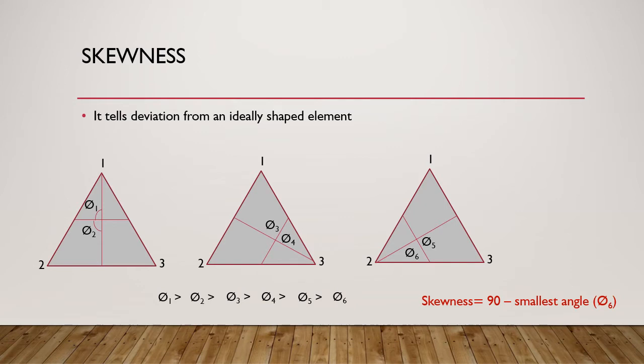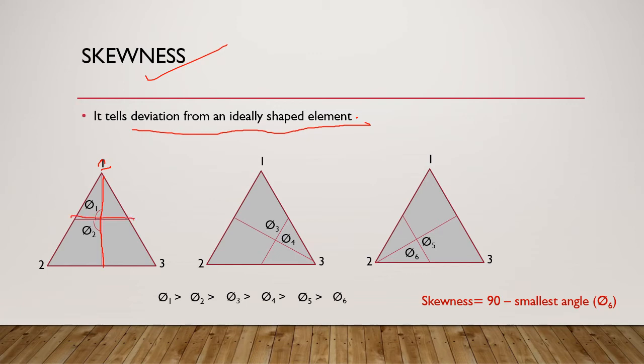The next quality check is skewness. Skewness tells you the deviation from the ideally shaped element. For a triangle, the ideally shaped element is an equilateral triangle, and the other deviations could be a scalene triangle or an isosceles triangle. To quantify skewness, let's say we have 3 nodes 1, 2 and 3. You start a line from your node number 1 and join it to the midpoint of the opposite edge. Similarly, you join the midpoints of your other two edges. These are the midpoints.